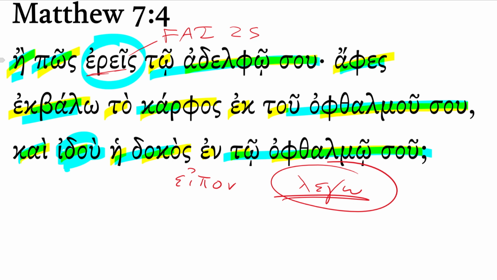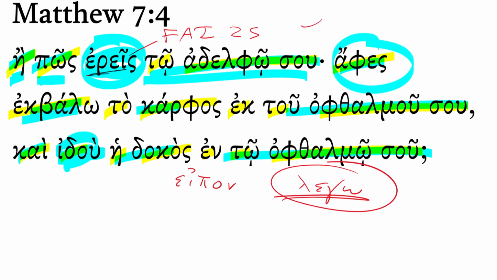Very literally, or how will you say, right? Ereis. How will you say to your brother? We might smooth out in English, say, how can you say to your brother? That aphes is from aphiemi, a word with a very wide range of meaning. This is an imperative. It's an aorist active imperative, second person singular.